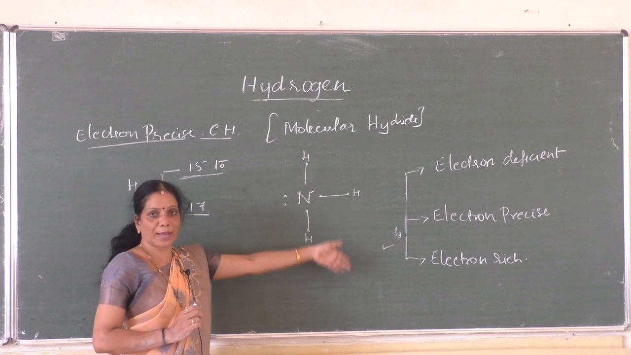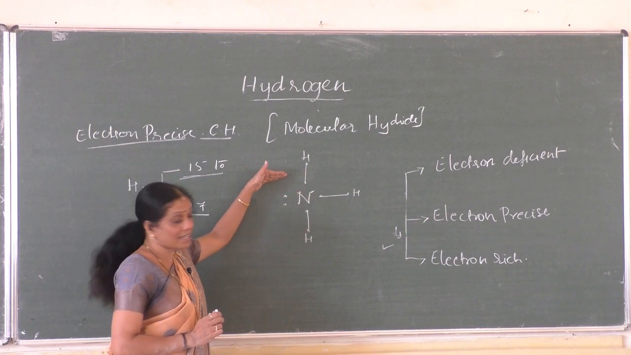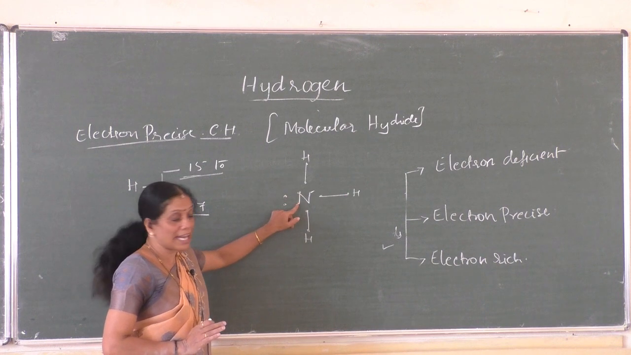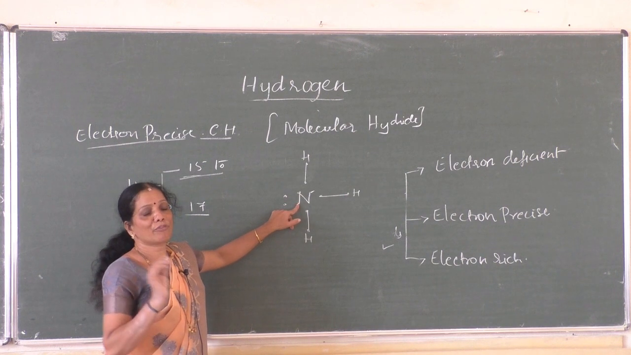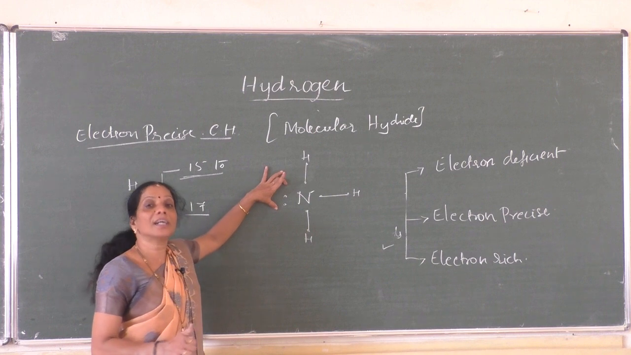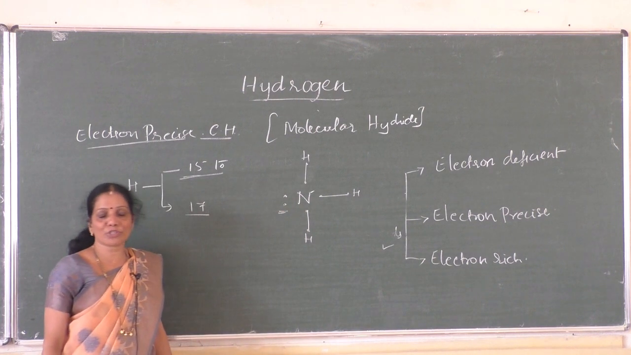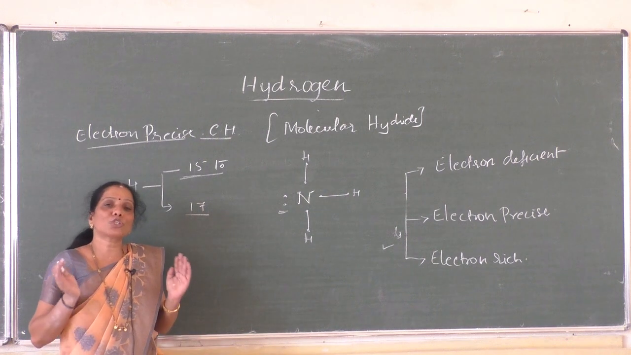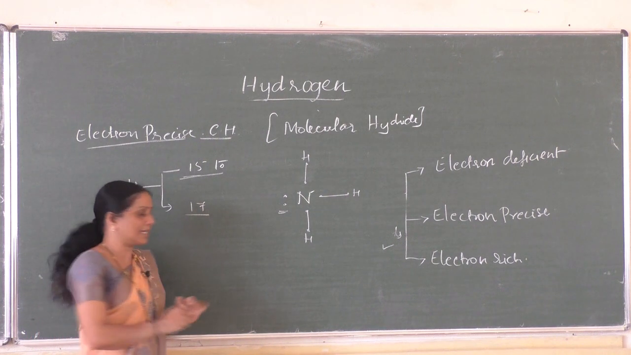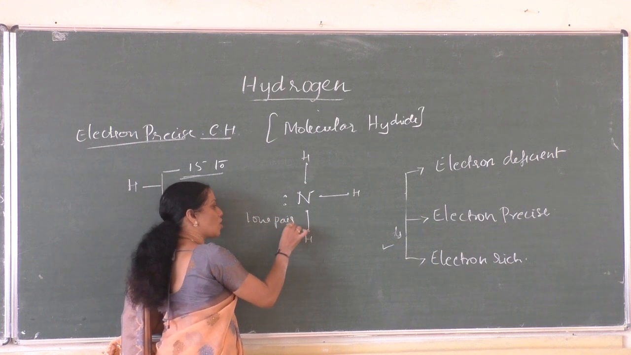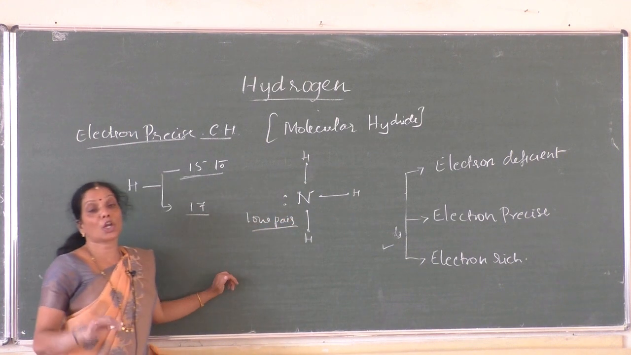How many types? 3 types we have written like this. And if you consider this one, 8 electron state is there. But this nitrogen, the central atom, is in which state? Electron rich state, because 2 of the electrons are not used for the bond formation. Those 2 electrons remain in a free state. These electrons are nothing but a lone pair of electrons, freely available non-bonding pairs.